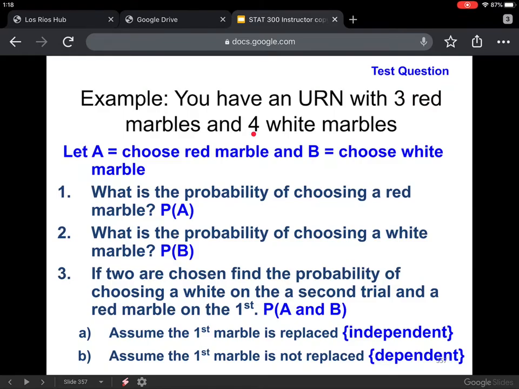And then what if you're going to choose 2? Find the probability if 2 are chosen, choosing a white on the second trial and the red marble on the first. So you're going to choose A and B, the probability of A happening and B happening. And then we have to break this down into 2 cases, right? Are we replacing the first marble that we choose, the red marble, or are we not replacing the red marble? That's the dependent case.